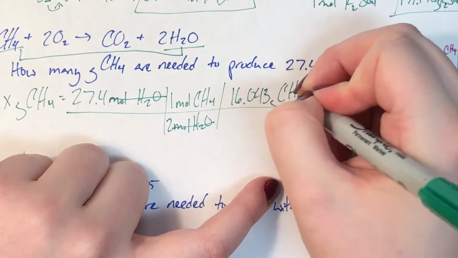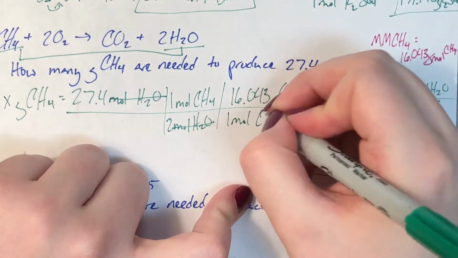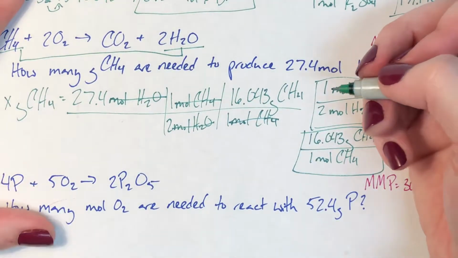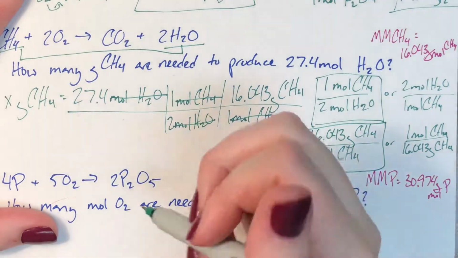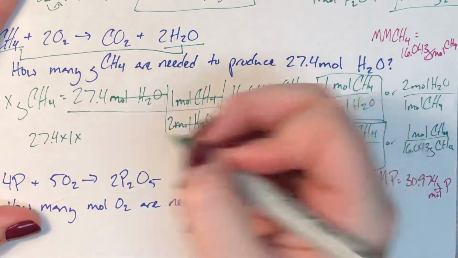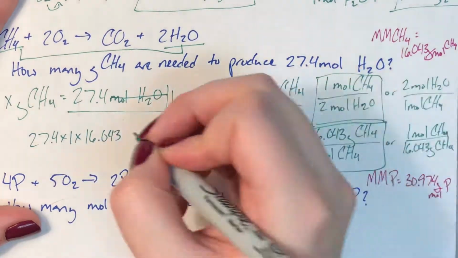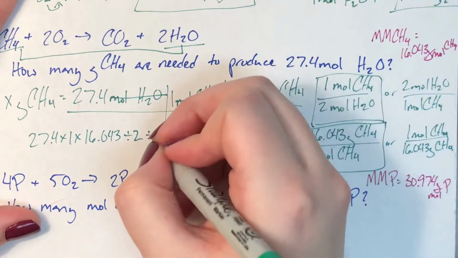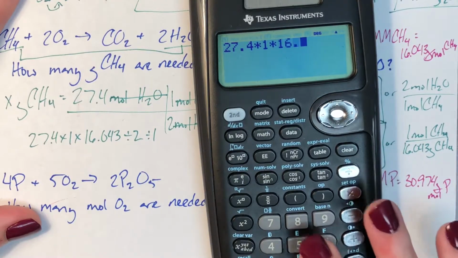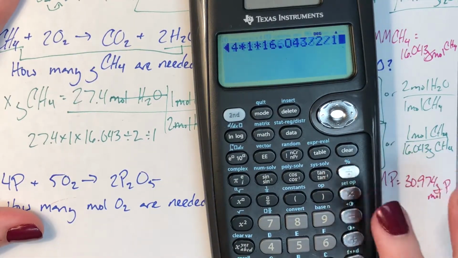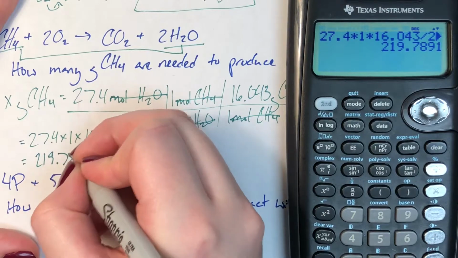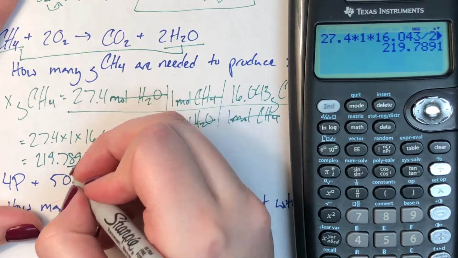16.043 grams CH4 per 1 mole CH4. Mole CH4 will cancel, leaving me with grams of CH4. That is the unit that I said that I wanted, so I can plug that into the calculator. Again, everything on the top will be multiplied, so 27.4 times 1 times 16.043 divided by everything on the bottom, so 2 and 1. So 27.4 times 1 times 16.043 divided by 2 and 1 gives me 219.7891.